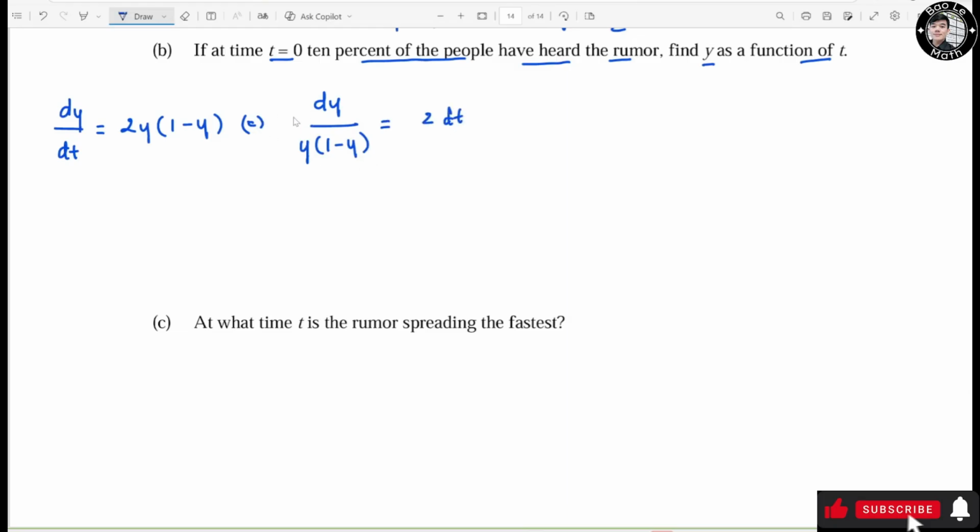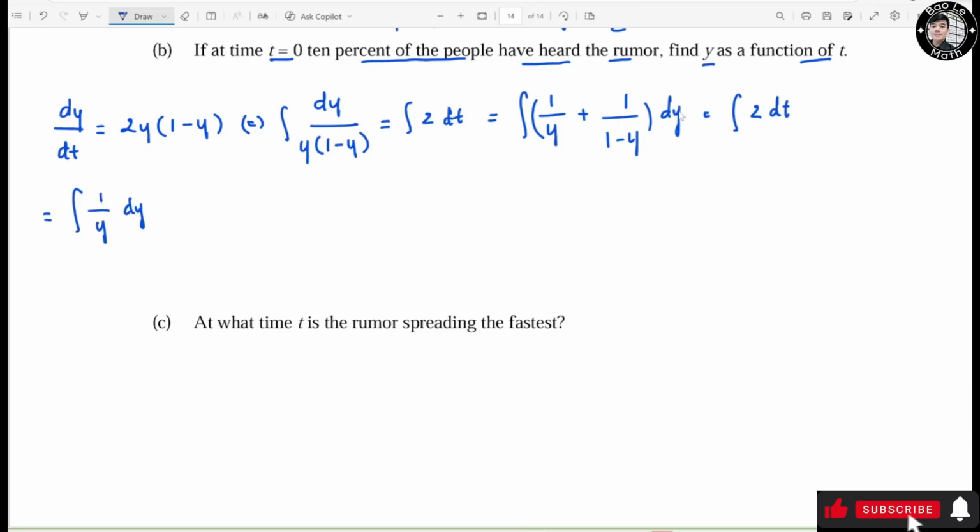Now we're going to take the antiderivative of both sides. We're going to use partial fraction decomposition for the left-hand side. So we're going to end up with the antiderivative of (1 over y plus 1 over 1 minus y) dy, right? Equals the antiderivative of 2 dt. So it's going to be the antiderivative of 1 over y dy.